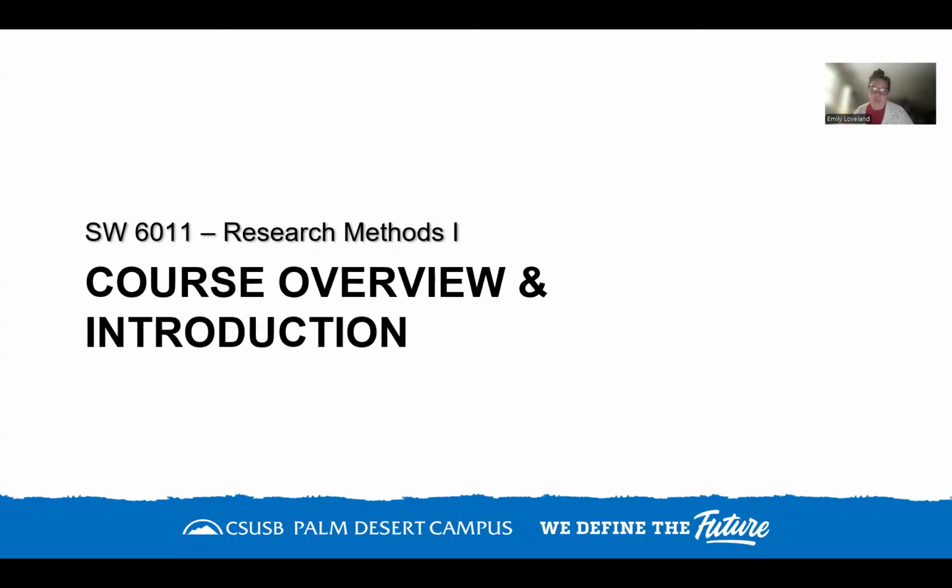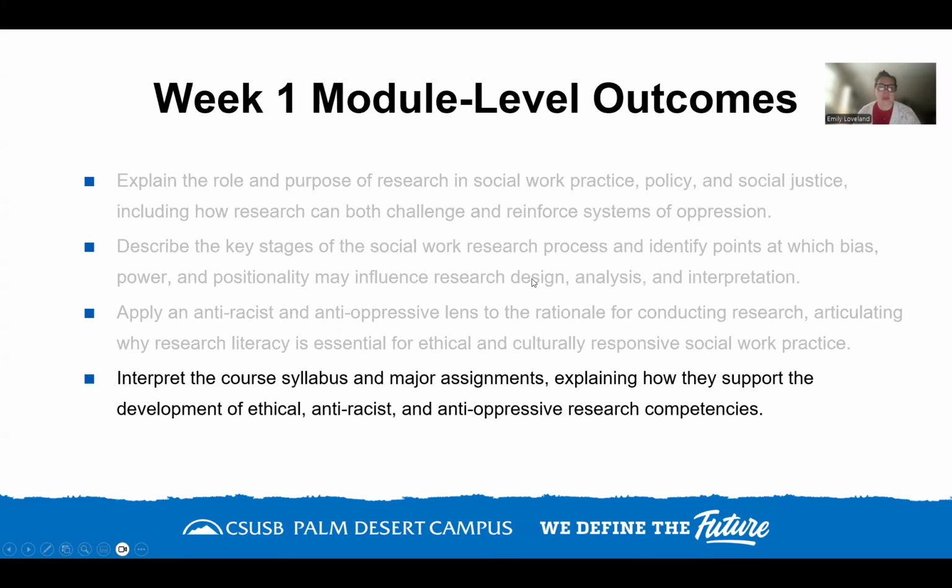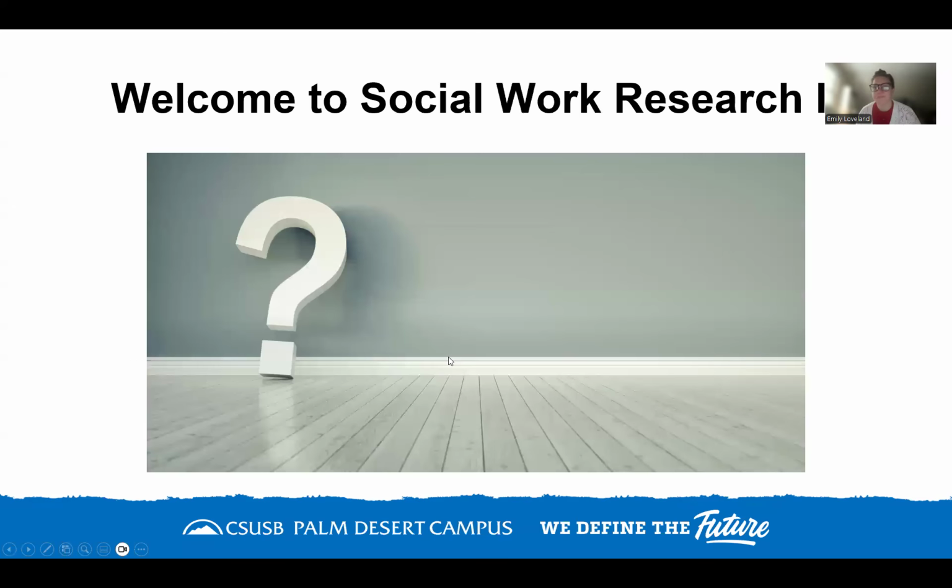This is the first lecture. It's going to be the course overview and introduction. And we're going to interpret the course syllabus and major assignments, explaining how they support the development of ethical, anti-racist, and anti-oppressive research competencies. So I just want to extend a warm welcome to Social Work Research One.